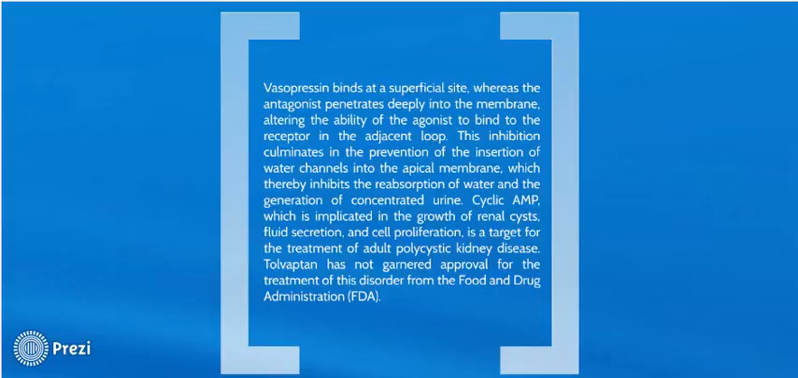This inhibition culminates in the prevention of the insertion of water channels into the apical membrane, which thereby inhibits the reabsorption of water and the generation of concentrated urine. Cyclic AMP, which is implicated in the growth of renal cysts, fluid secretions, and cell proliferation, is a target for the treatment of adult polycystic kidney disease. Tolvaptan has not garnered approval for the treatment of this disorder from the Food and Drug Administration (FDA).